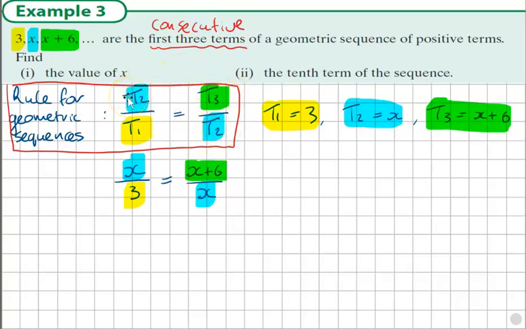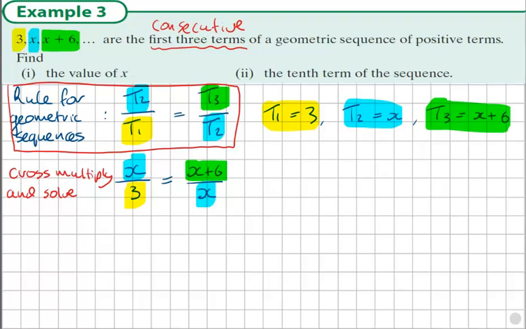So term 2, I've highlighted in blue. So we replace that with x. So that's our numerator on the left-hand side. Term 1, we know is 3. I've highlighted that in yellow. So that's our denominator on the left-hand side. Term 3, I've highlighted in green. So that's x plus 6. That's our numerator on the right-hand side. And term 2, again, is equal to x. That's our denominator on the right-hand side. So we're going to cross multiply and solve. Because remember, we're trying to find the value of x. And then once we know the value of x, that will help us find the 10th term of the sequence.